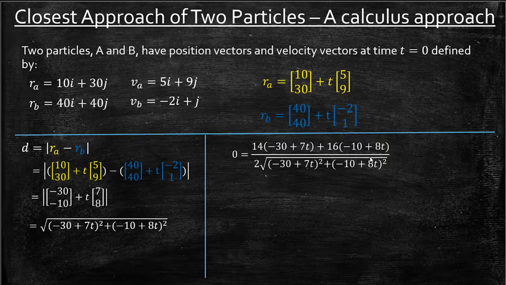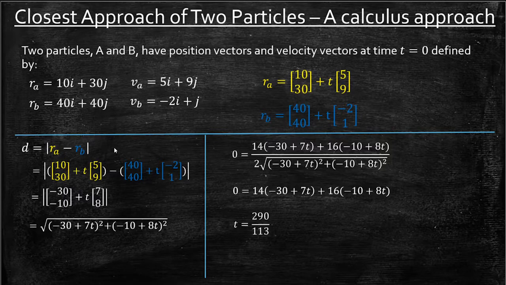Now, to get rid of the fraction, we'll multiply all of the stuff on the denominator by 0, which gives us 0, and we're left with that on the top there. And then what we need to do is expand the first bracket, expand out the second bracket, and solve for t. When you do that, you should find that t is 290 over 113. So at time 290 over 113, these two particles are the closest they're going to get to each other.